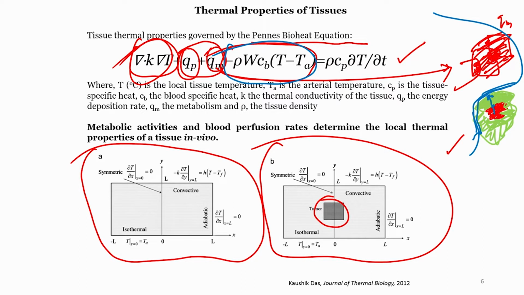So, for any thermal conduction you need to have a temperature gradient, right. So, this will be the temperature of the tissue T and this will be the arterial temperature Ta, and most often T will be greater than Ta. So, the thermal gradient will be this side.